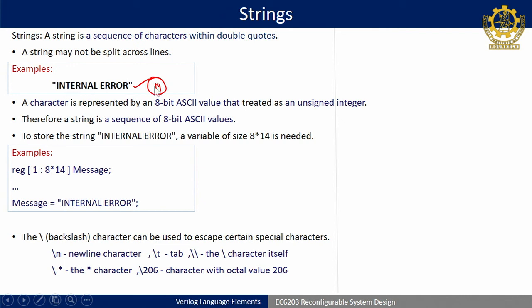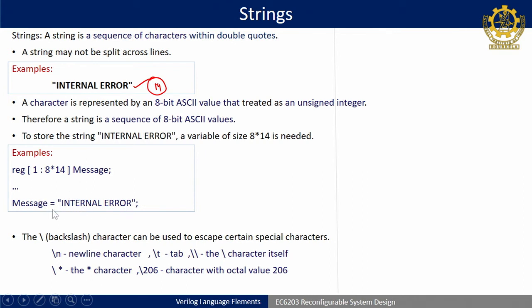Each character is again 8-bit ASCII. To store it, we require 8 cross 14 bits of variables. So, as an example, we have taken a register, which is a vector again, [1:8*14] message. So message is a register whose size is 14 multiplied by 8. After that, some coding constructs are there, and in message you can store this string.